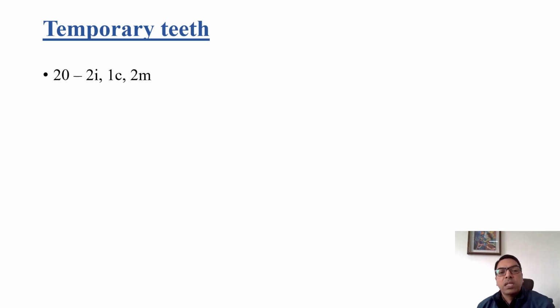Temporary teeth, as the slide says, are 20 in number. That means it includes 2 incisors, 1 canine, and 2 molars. 2 plus 1 plus 2 is equal to 5, multiplied by 4, means total they are 20.